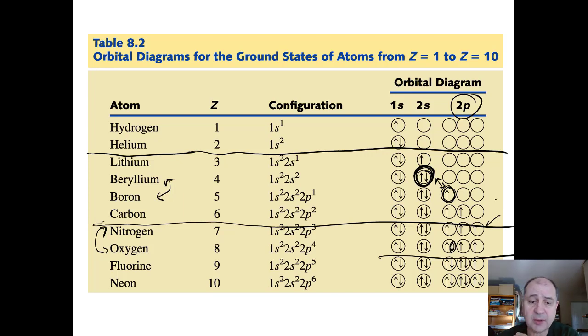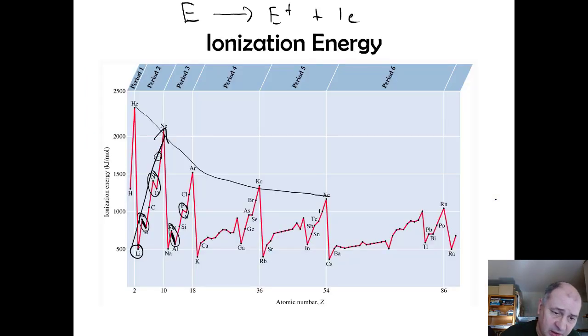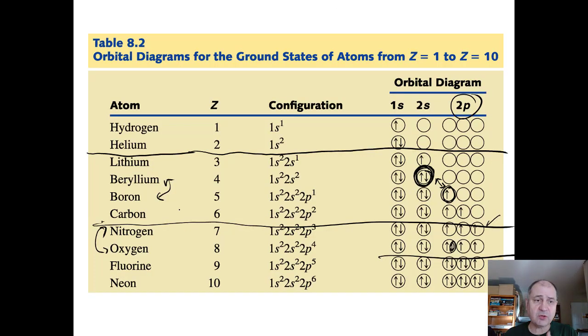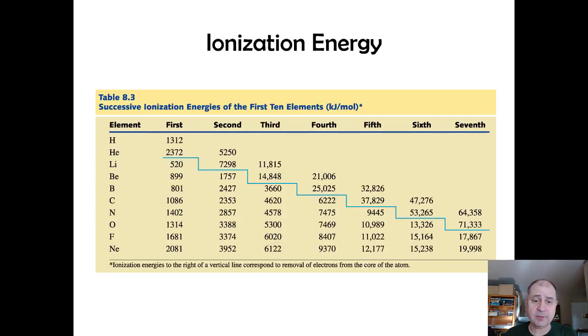That leads to some stability. And so there's that other discrepancy here between nitrogen and oxygen and phosphorus and sulfur. Something to remember if you are asked to list the elements by first ionization energy.